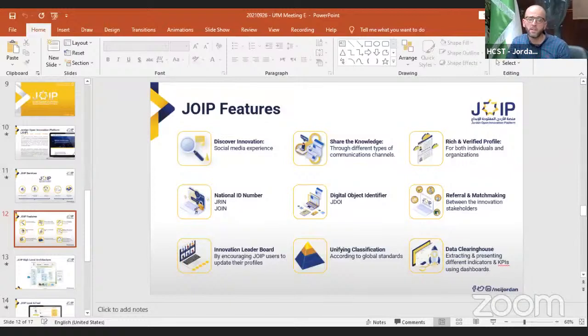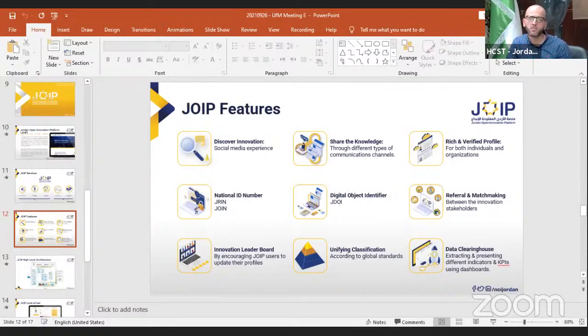From Joy, you will be able to have a digital object identifier, and you can show your metadata for researchers, not the full research as a publisher. Joy will give just the metadata, and you will have a digital object identifier, referral and matchmaking easily. As I mentioned, you can connect to anyone in the ecosystem in Jordan, and hopefully we will spread the circle to the region and later on globally.